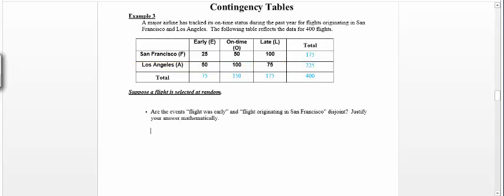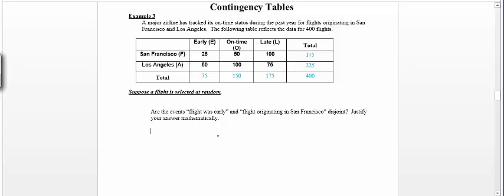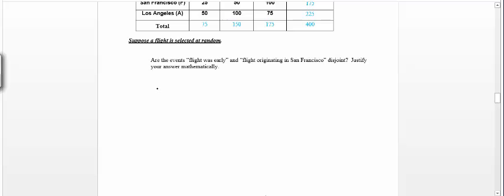Let's look at the next one. Are the events flight early and flight originating in San Francisco disjoint? Disjoint, recall, means that two events cannot occur at the same time. We want to justify this mathematically. So logically, these two events can happen at the same time. A flight can come from San Francisco and it can be early. So we know in our gut the answer is that they are not disjoint, but we need to justify this mathematically. Your textbook highlights this formula, but I'll also just refresh it for you.